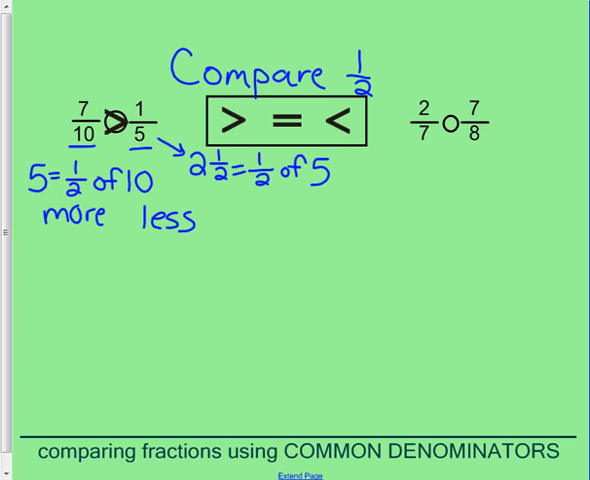Let's try that again just to make sure we're there. If I look at 2/7, I know that 2/7 is going to be less than half. 3.5 would be halfway. I don't have half. I've got less than half. So this would be less than half.